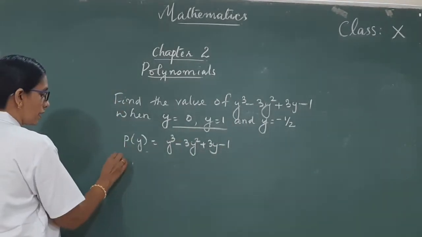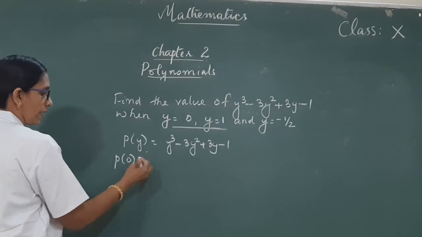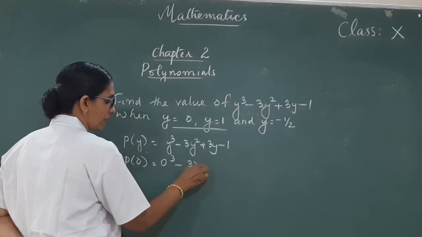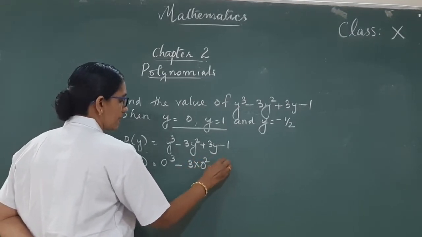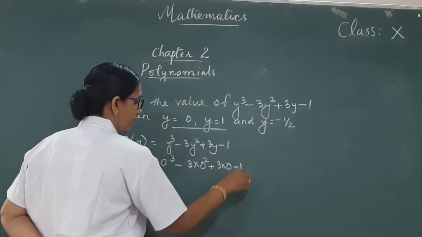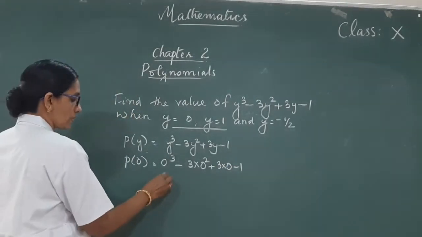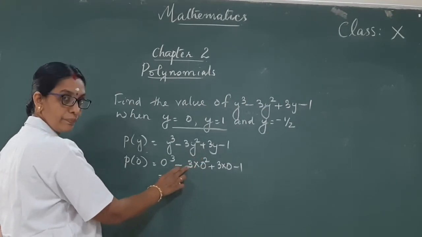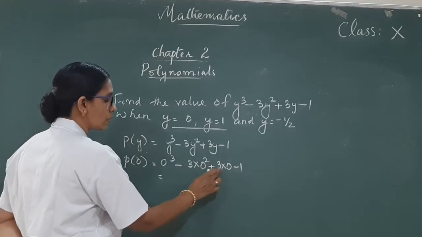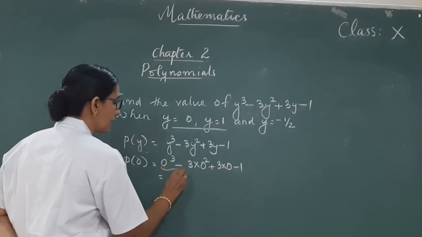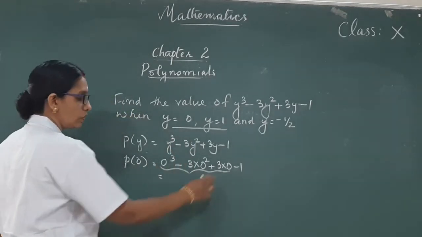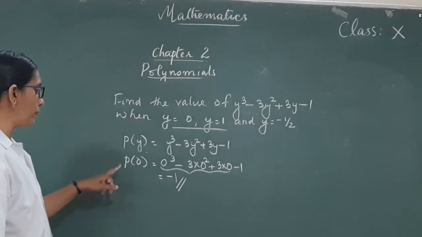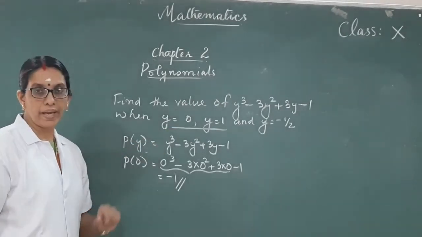First put y equal to 0, so this will become p of 0 equal to 0 cube minus 3 multiplied by 0 square plus 3 multiplied by 0 minus 1. Isn't it? So 0 cube is 0. Then here 0 square is 0. 0 into 3, 0. Then here also 0 into 3, 0. So these three terms will become 0. So what is remaining? Minus 1. So the value of the polynomial when y equal to 0 is minus 1.